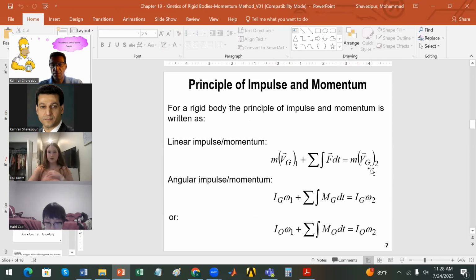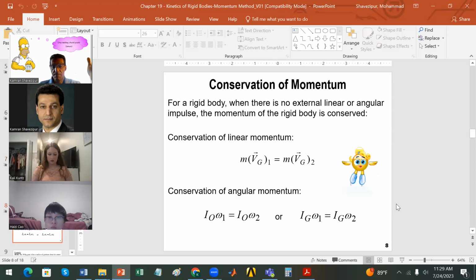Then we did the principle of impulse and momentum, initial linear momentum of the system. And remember, when you calculate the linear momentum of a rigid body, we use the velocity of G. The initial linear momentum plus external impulse gives you final momentum. The initial angular momentum plus external angular impulse gives you final angular momentum. This is what we did the other day.